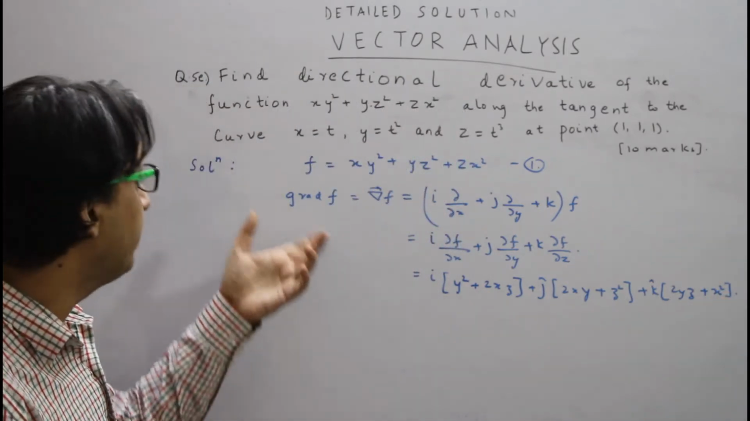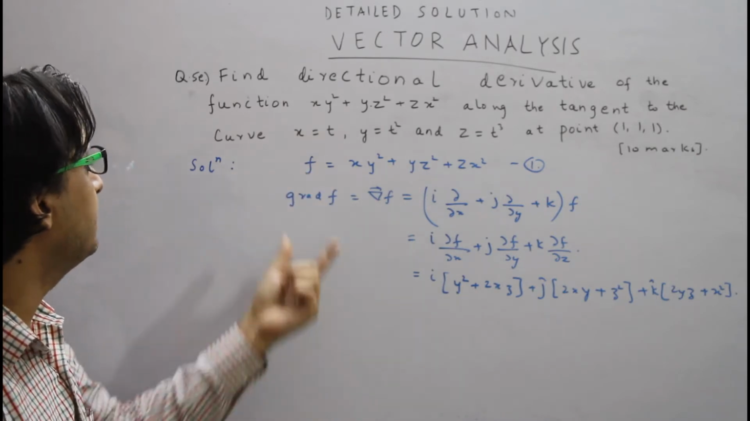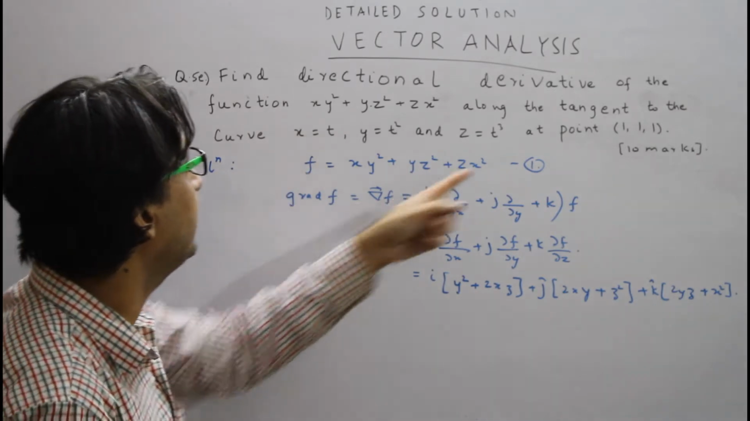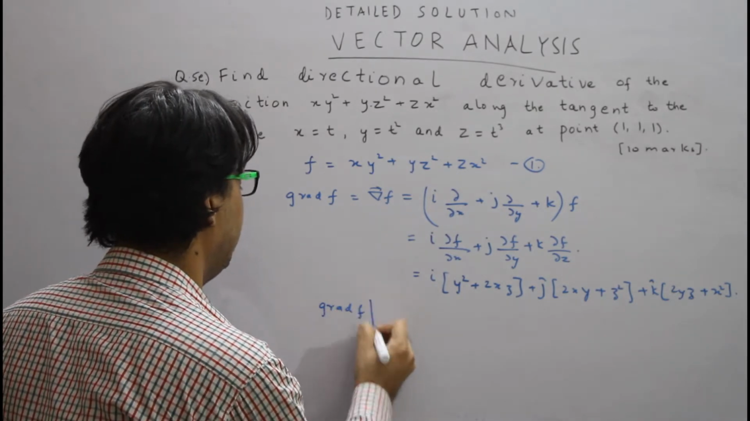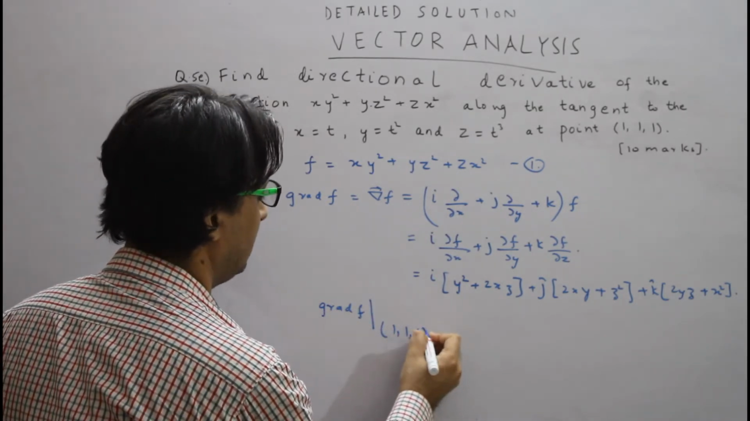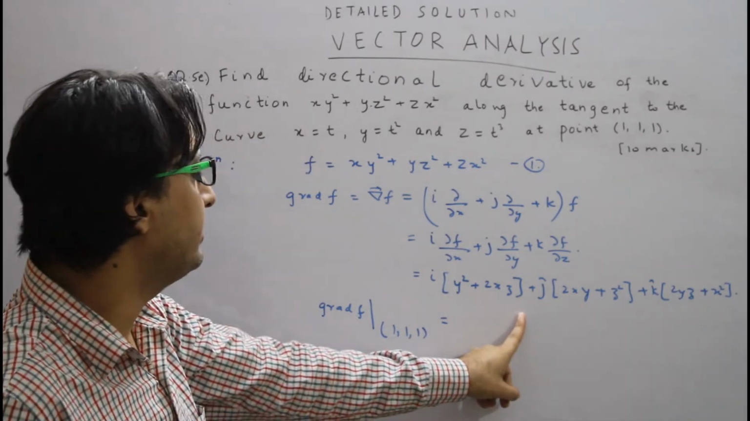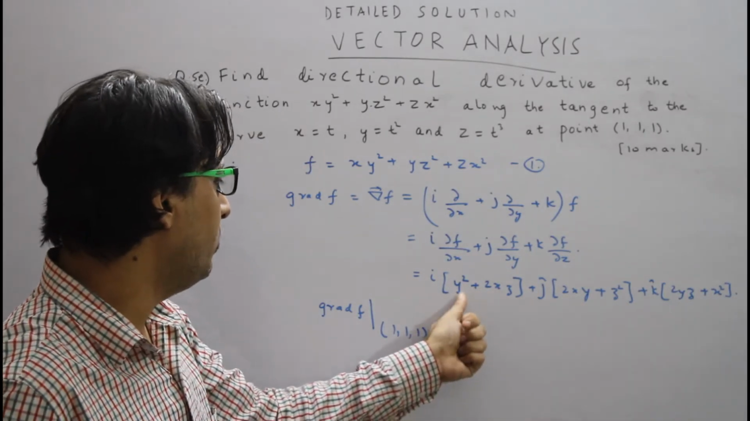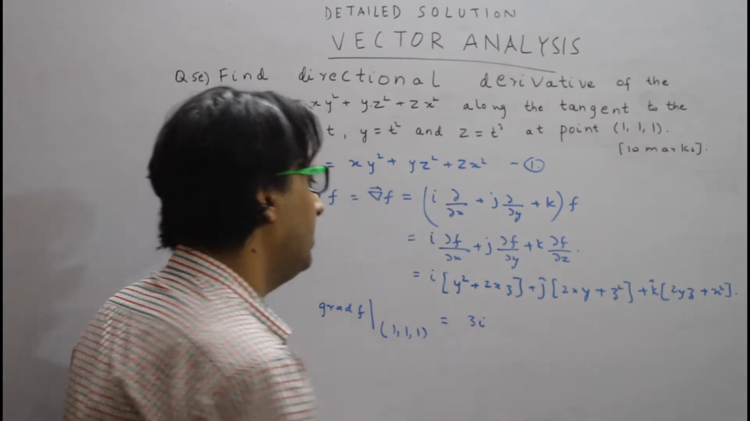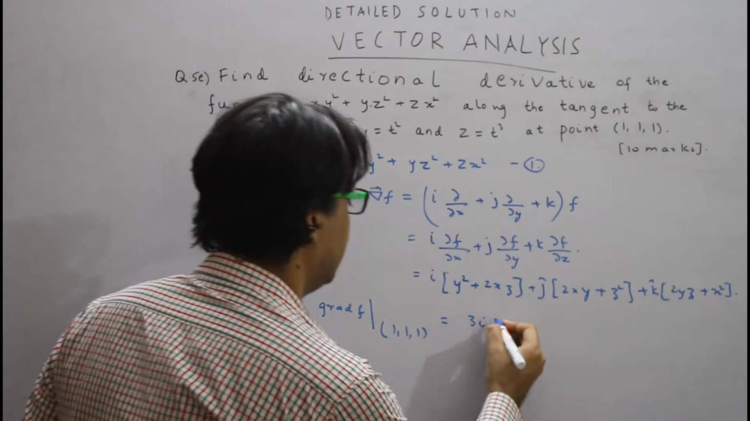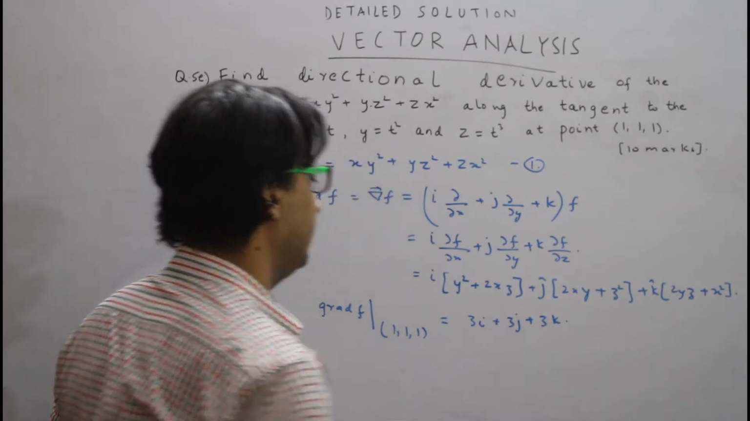So we have to find the directional derivative along the tangent to this curve. So we have to find out what our grad is at this point. Grad of f at 1, 1, 1, we put the values x, y and z equal to 1 respectively. So this is 1 plus 2 is 3, so this is 3i. Similarly all the values are 1, so this gets repeated: 3i plus 3j plus 3k.